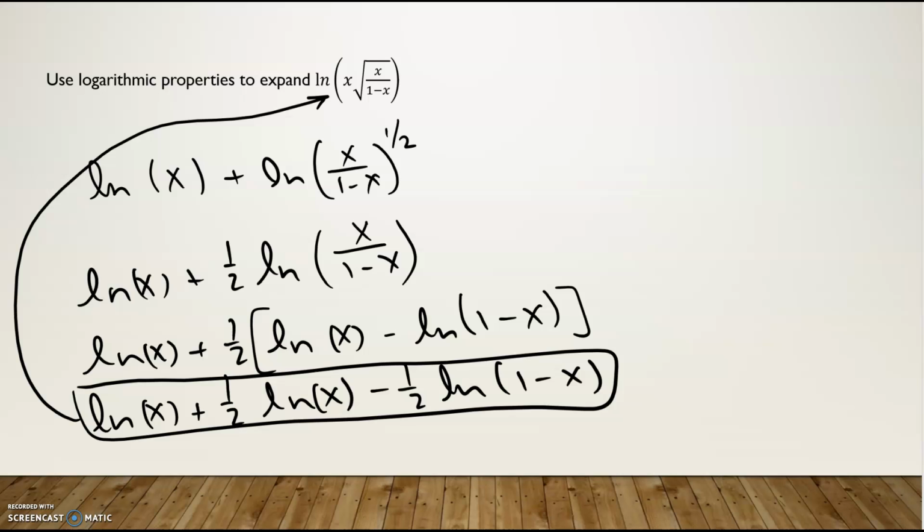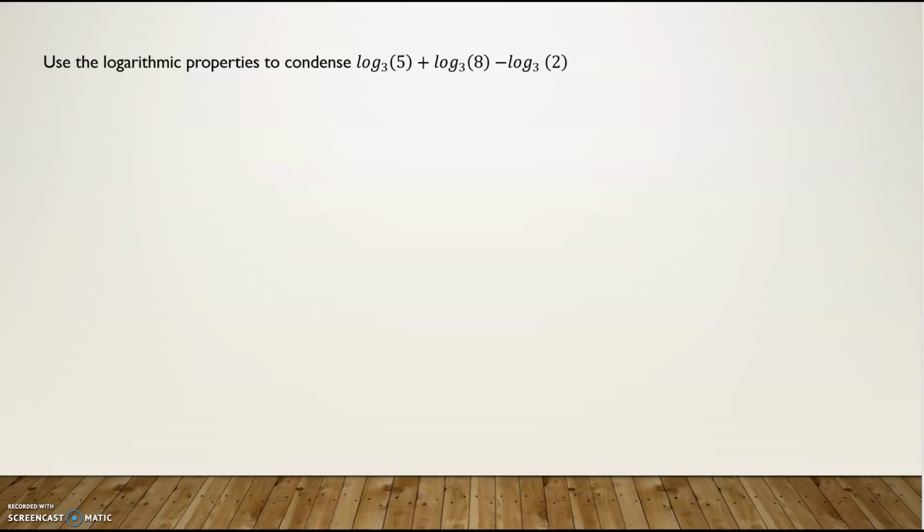Okay, so look at this one right here. Now we're going to go opposite here. We're going to condense this down. So notice, number 1, this is log base 3, log base 3, log base 3. So I can combine these. They all have to have the same base. If they have different bases, say if this one was a 2 right here, well, I could combine these two, but I couldn't combine all of them together. They have to have the same base.